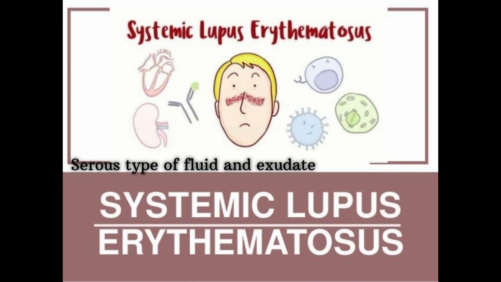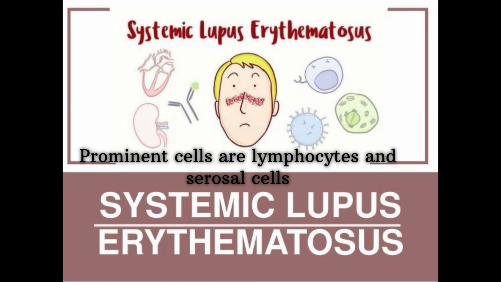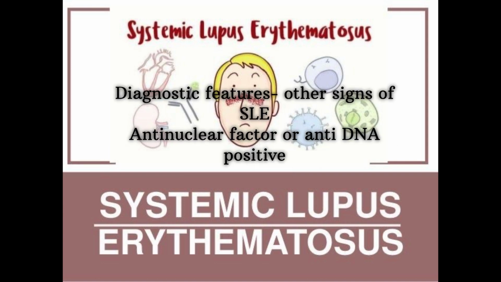If it is caused by SLE, that is systemic lupus erythematosus, the type of fluid is exudate, and the appearance of fluid is serous. The prominent cells are lymphocytes and serosal cells. The diagnostic features are other signs of SLE, anti-nuclear factor or anti-DNA positive.